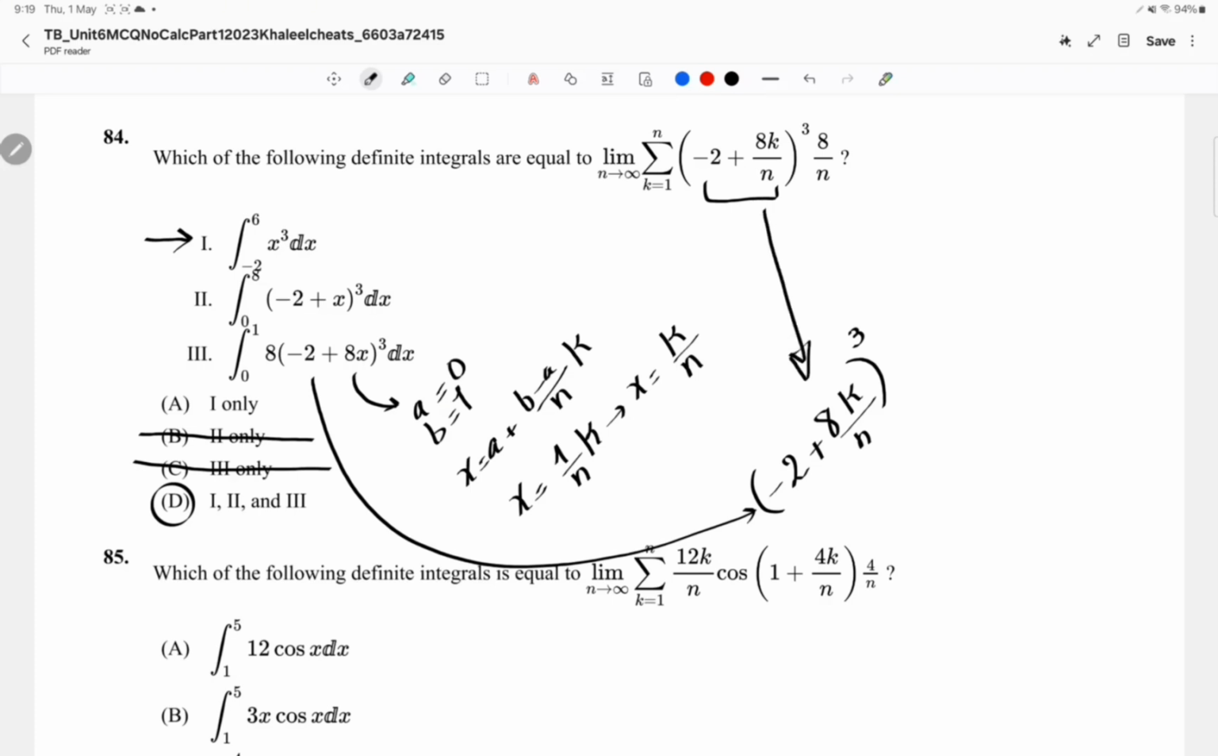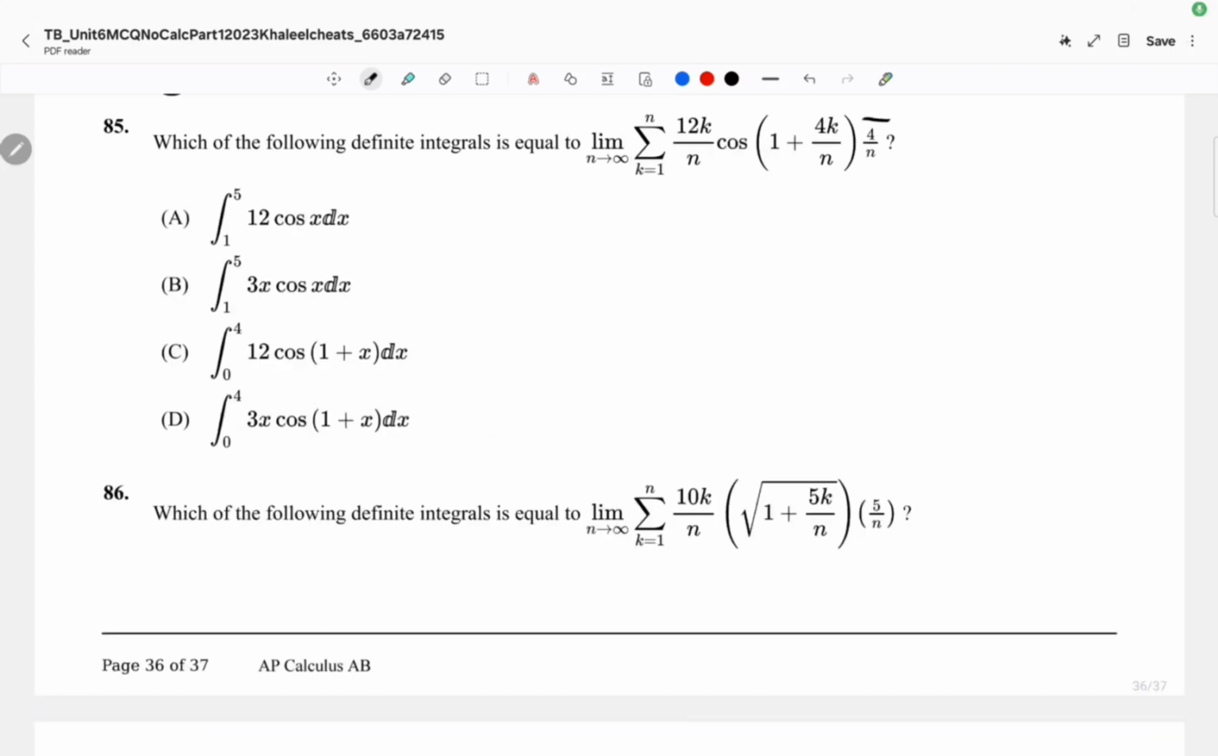Now, of course, someone is going to say, how about this 8? Where did this 8 come from? Well, if you know about the integration of the u term, so right now, if the u term is minus 2 plus 8x, then the du term is equal to 8. So this is like saying from 0 to 1, u du, okay? And this is why choice 3 is also going to be correct.